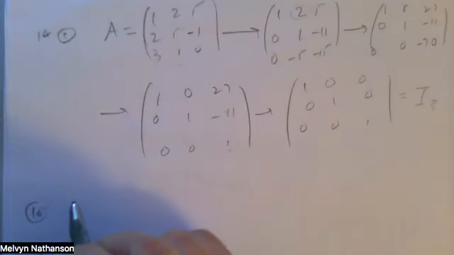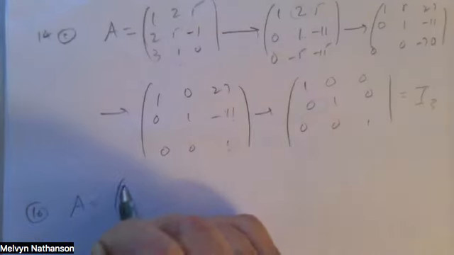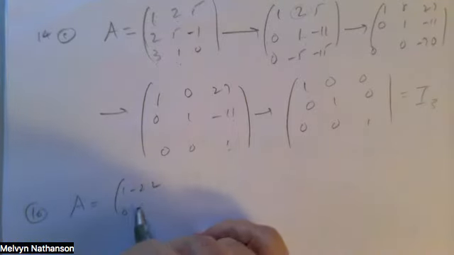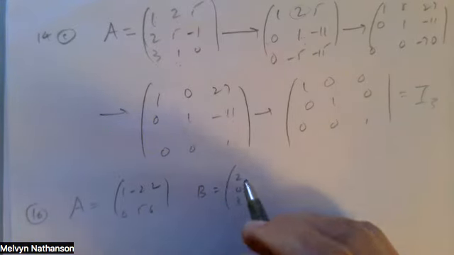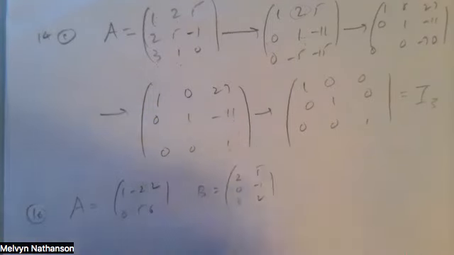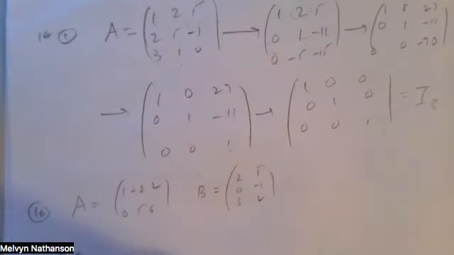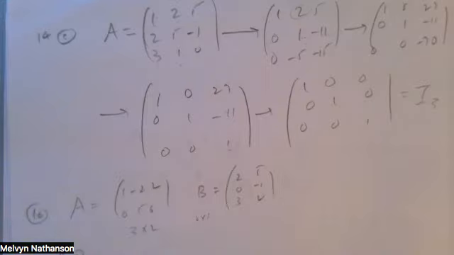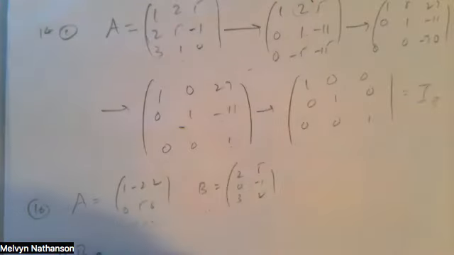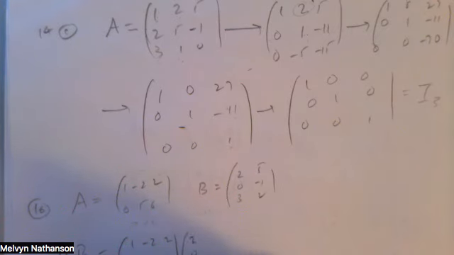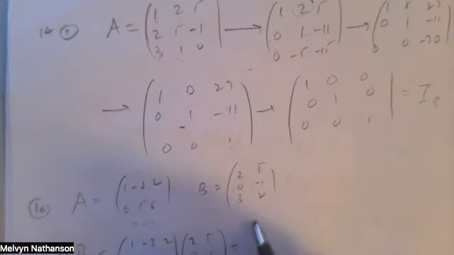Let's look at problem 16. I have the matrix A, (1, minus 2, 2), (0, 5, 6). The matrix B, which is (2, 0), (3, 5), (minus 1, 2). If I compute AB, A is 2 by 3 and B is 3 by 2, so this will be a 2 by 2 matrix.